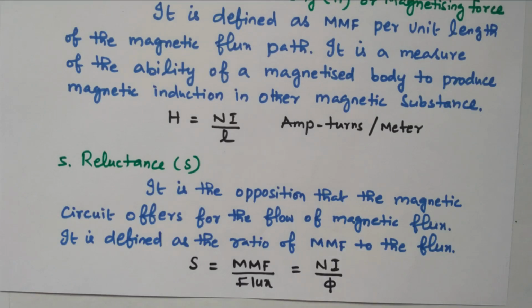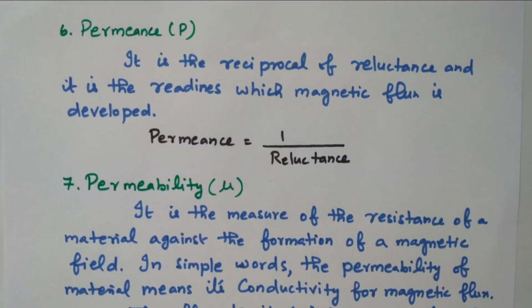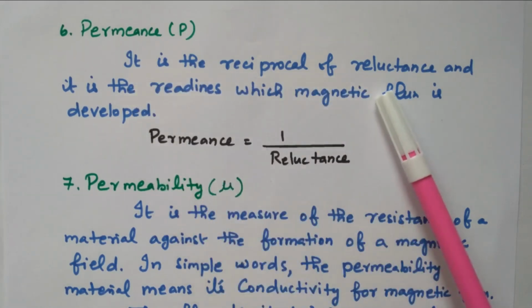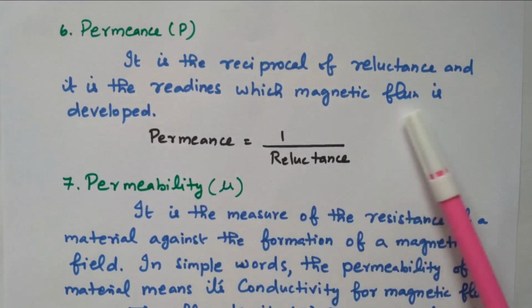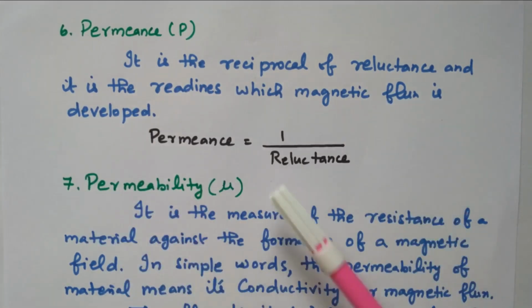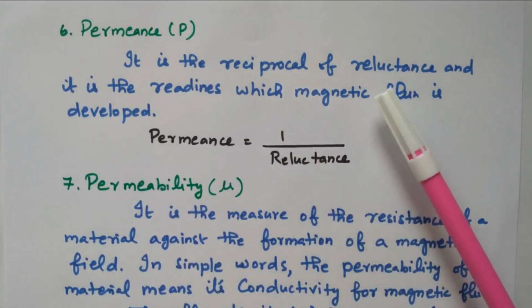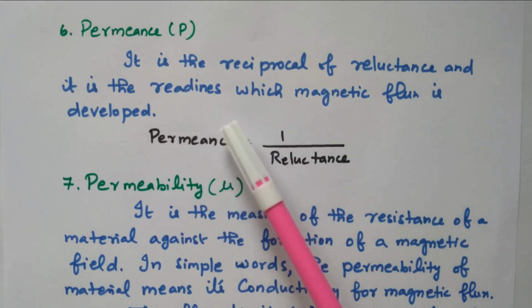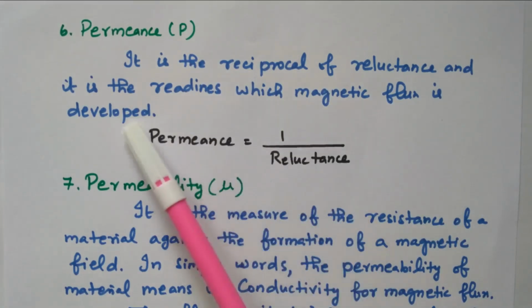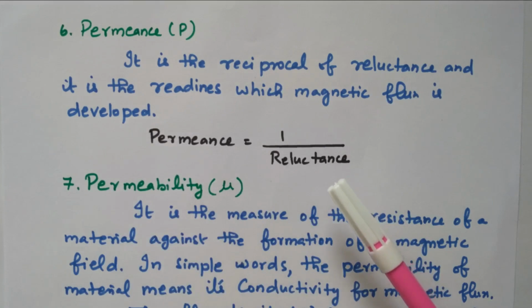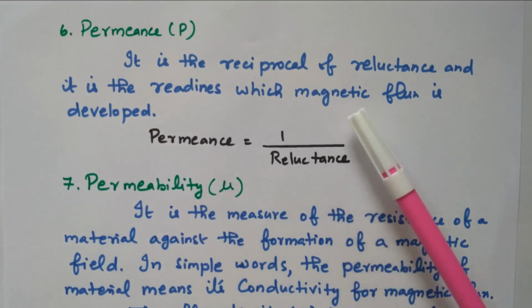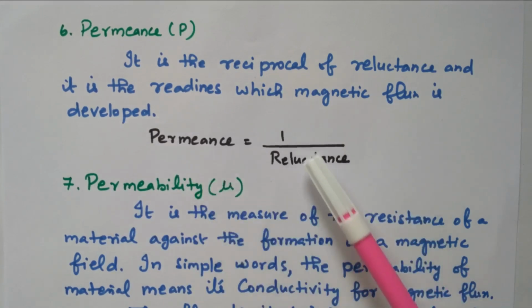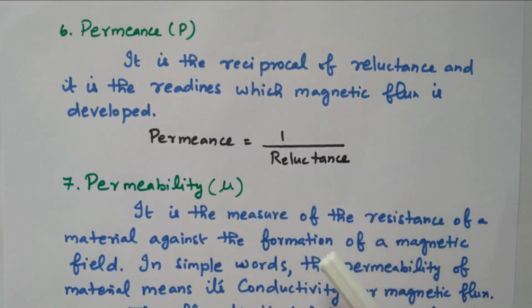Then we will go to the permeance. Permeance is the reciprocal of reluctance. That is, it is the readiness with which magnetic flux is developed. Reluctance means it will oppose the flow of flux, but permeance is the reciprocal, so that readiness is the source for producing the magnetic flux. It will allow the magnetic circuit to produce the magnetic flux. So the permeance equals 1 divided by reluctance.